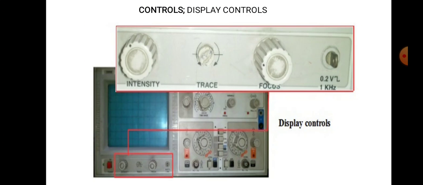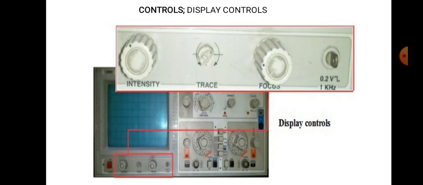First one is the control panels, or display controls. Here I have clearly focused on the display controls. The display controls include four knobs: one is the intensity control, the second is the trace control, then there is the focus controller, and a calibration point. This is the calibration point.